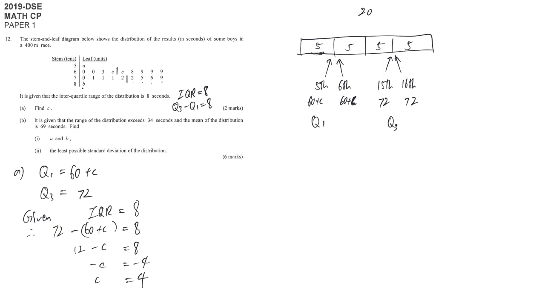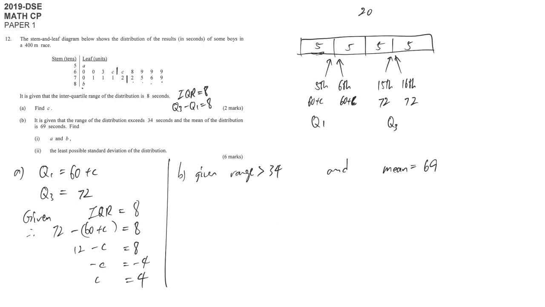After that, in part B, it's given that the range exceeds 34, so they try to give you some inequality, and then the mean is 69. This is an equation. We write that part B, given range exceeds. Can it be larger? You have to think very carefully. Exceeds means more than, that means we don't accept the equal case. It should be larger than 34. And at the same time, we know the mean is equal to 69.